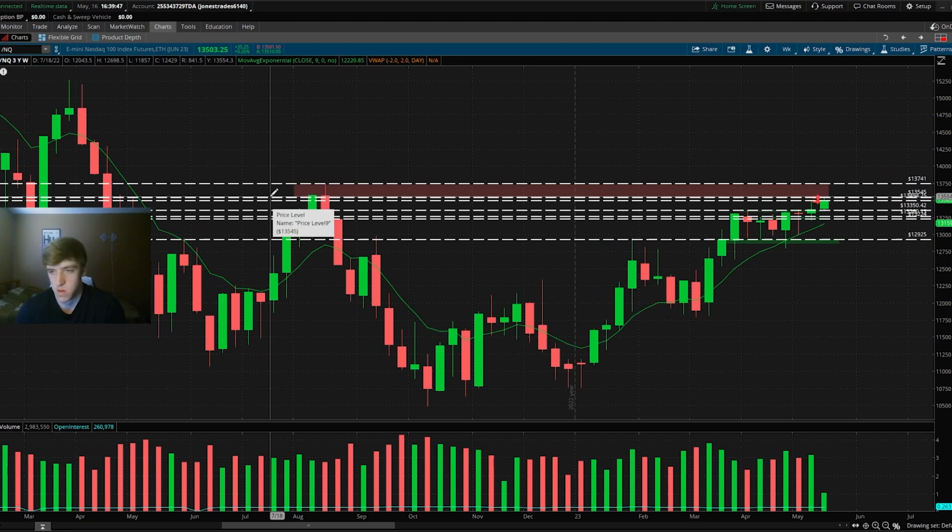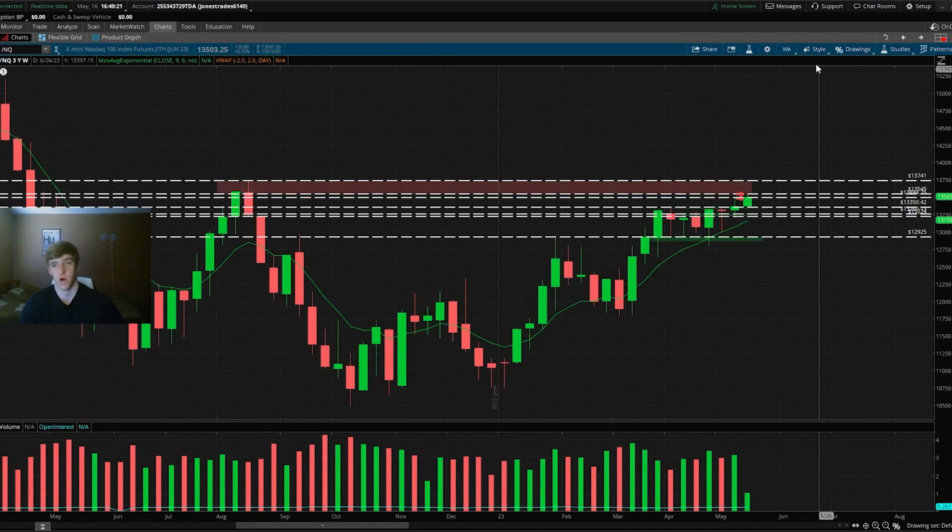So this supply zone goes from 13,550 up to about 13,740. Now you can see this was a very clear high from last summer, and there are two wicks here from about a year ago that are pretty much right at 13,550. So yeah, that was the supply zone I was watching this morning.